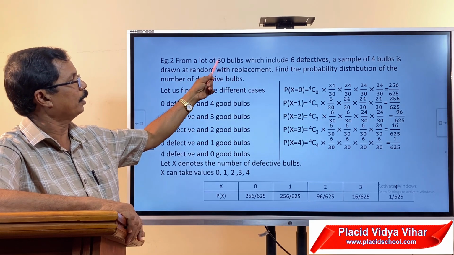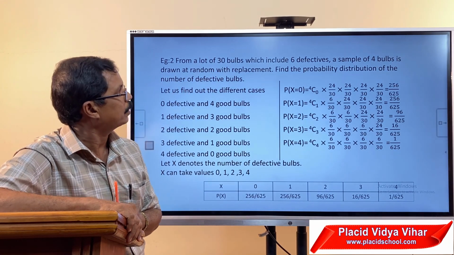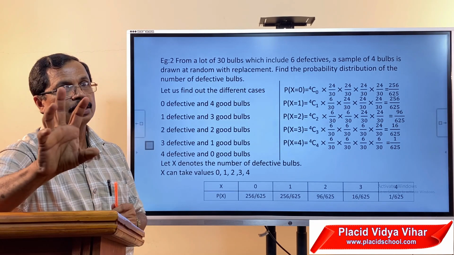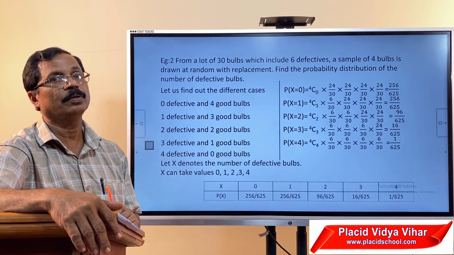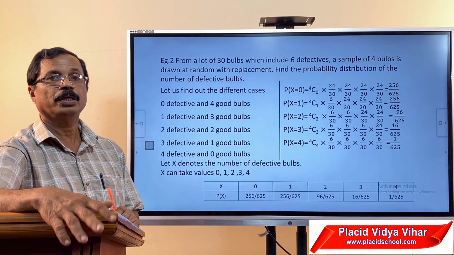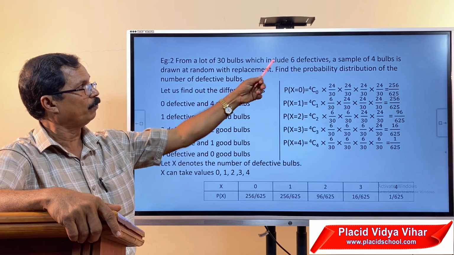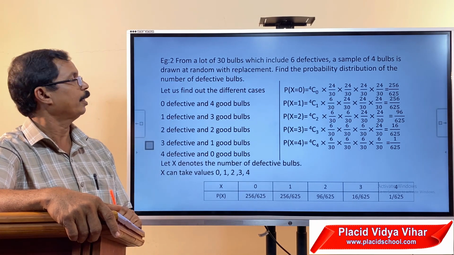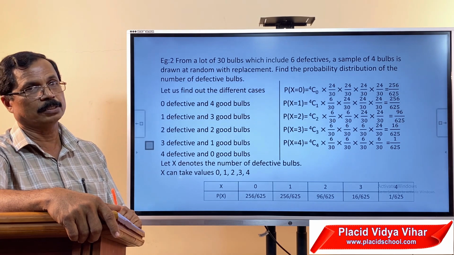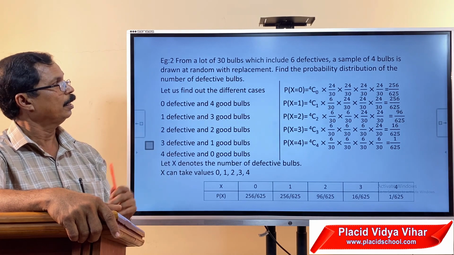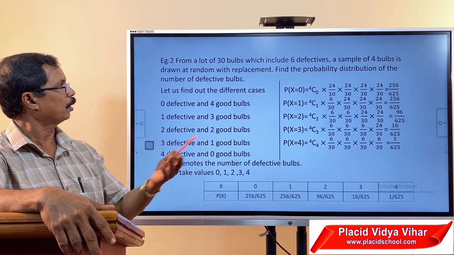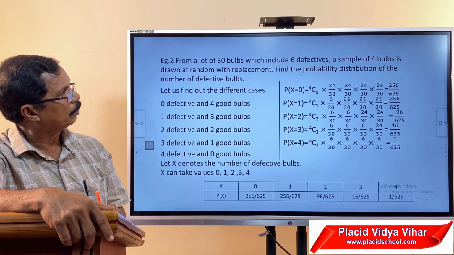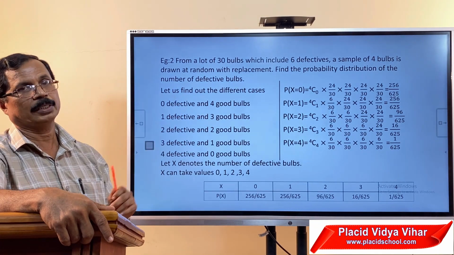From a lot of 30 bulbs, which includes 6 defectives, so in 30 bulbs, 6 are defective and 24, as you know, are good bulbs. A sample of 4 bulbs is drawn at random with replacement. So we are taking a sample of 4 bulbs with replacement. Find the probability distribution of the number of defective bulbs.